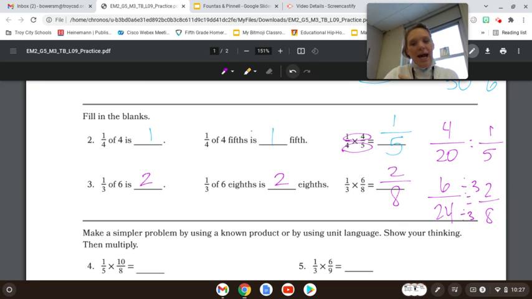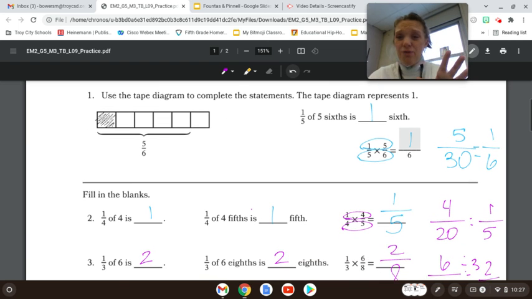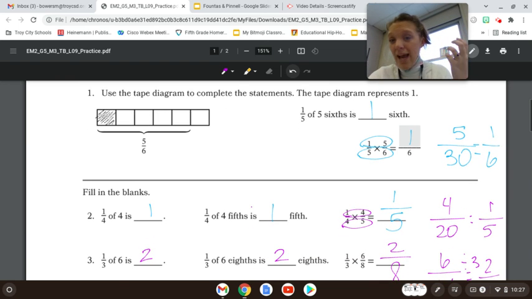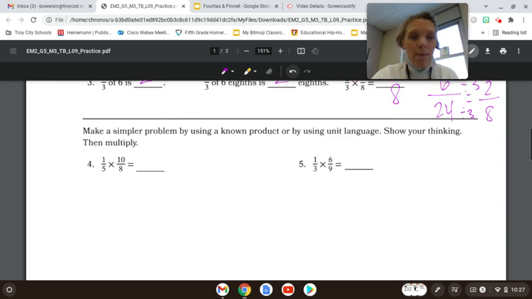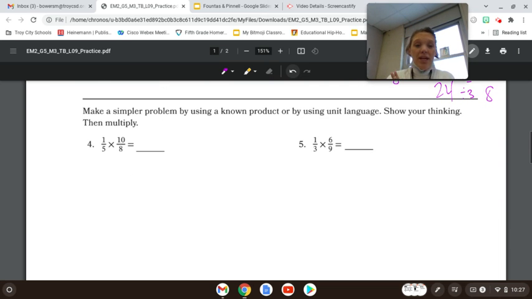Okay, cool. Got it. All right, so again, families, this process is just for the sole purpose of eliminating that extra step of reducing or simplifying a fraction. Okay, cool. All right, so today we learned how to make a simpler problem by using a known product or by using unit language. So let me show you what I mean, because that mumbo jumbo doesn't really mean much to you at home.